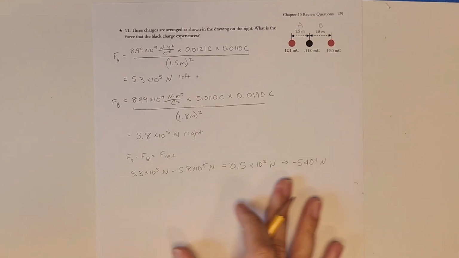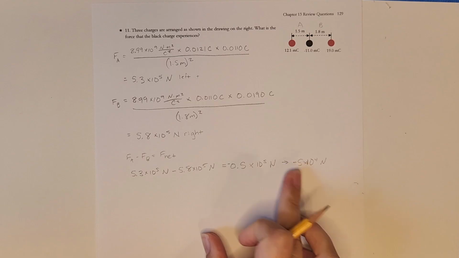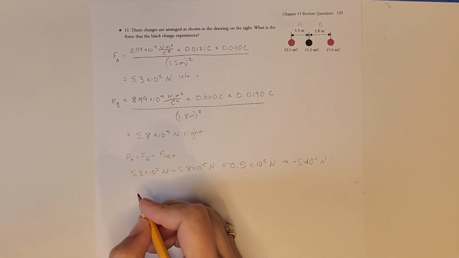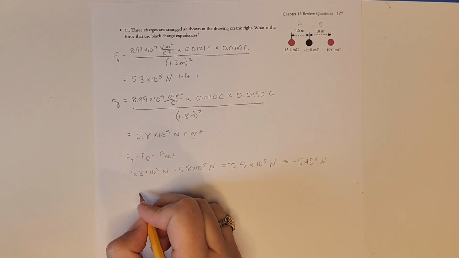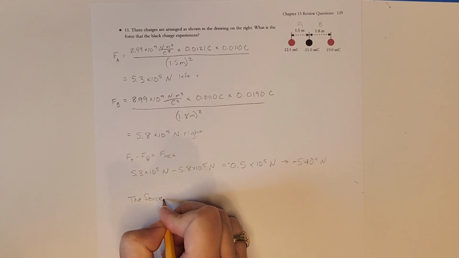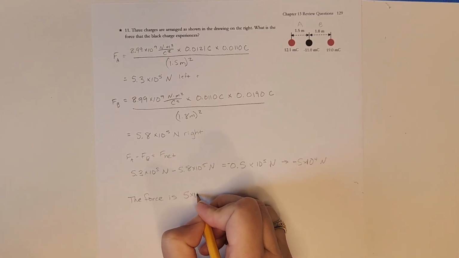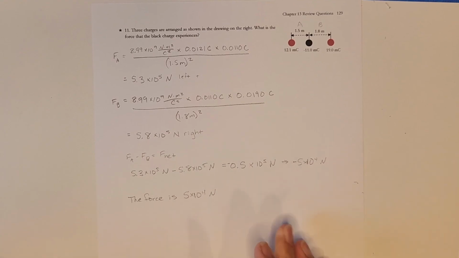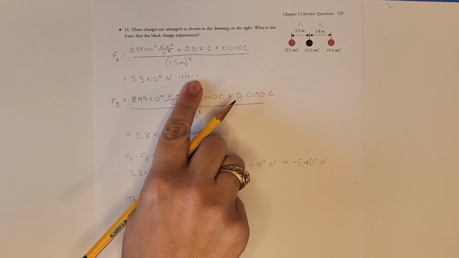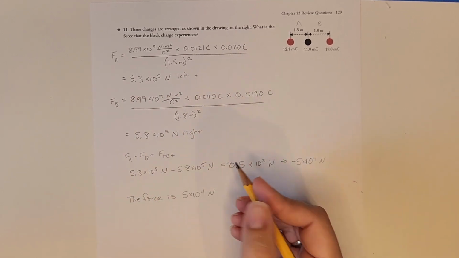Okay, so now when we write out our answer, we're going to take this negative, convert it to direction, and just write out the absolute value of this. So we have that the force is 5 times 10 to the 4th newtons, and because we assigned left to be positive and our answer was negative, we are going to the right.